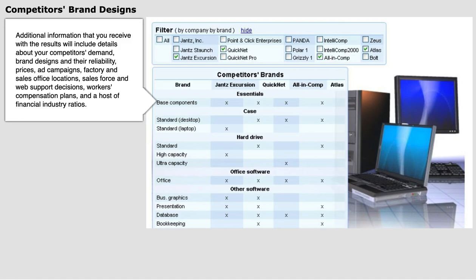Additional information that you receive with the results will include details about your competitors' demand, brand designs, and their reliability, prices, ad campaigns, factory and sales office locations, sales force and web support decisions, workers' compensation plans, and a host of financial industry ratios.